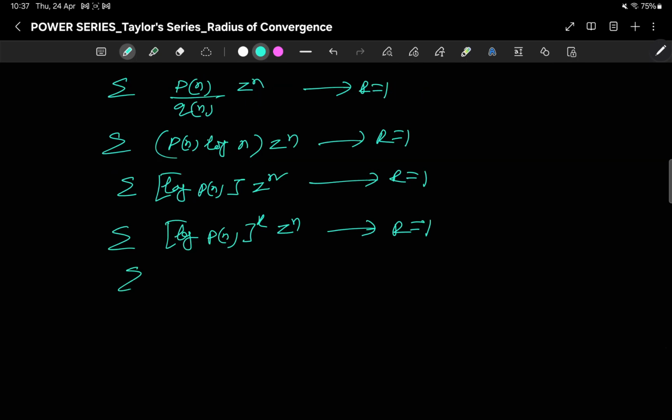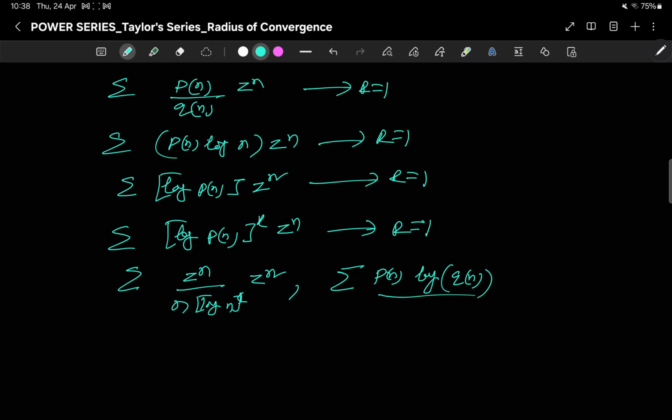Likewise, suppose it is z^n by n (log n)^k z^n, or suppose it is the summation of p(n) and some log of some polynomial q(n) by another polynomial R(n), z^n. The radius of convergence is also 1.